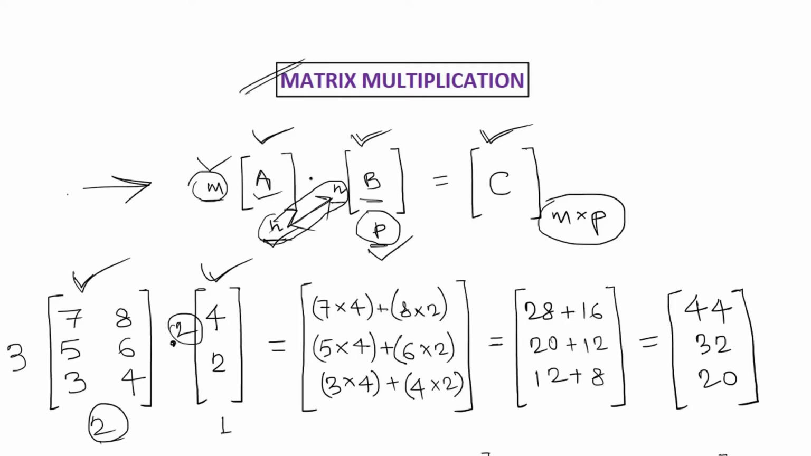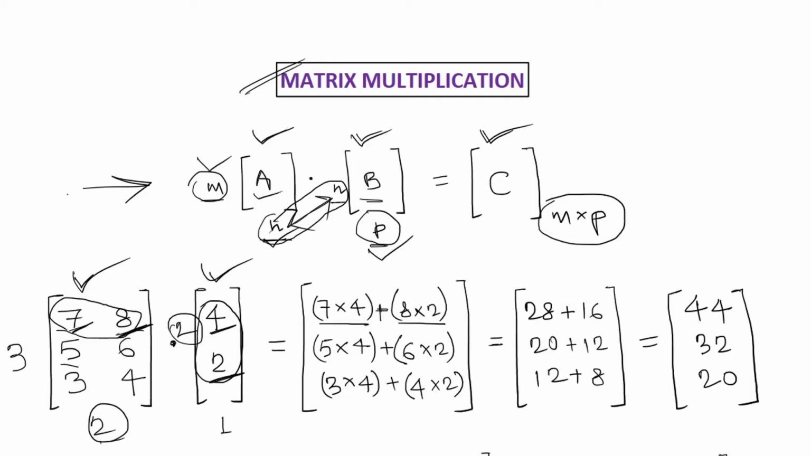Let's go ahead and see what is happening behind the scenes when we multiply these two. It happens in such a way that first we take the first row from this matrix, and this is multiplied with the column of the other one. As you can see, 7 is multiplied with 4, and then 8 is multiplied with 2, and then we simply sum them up.